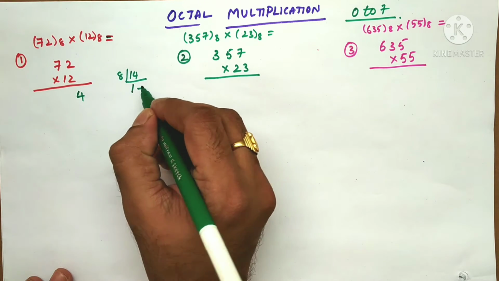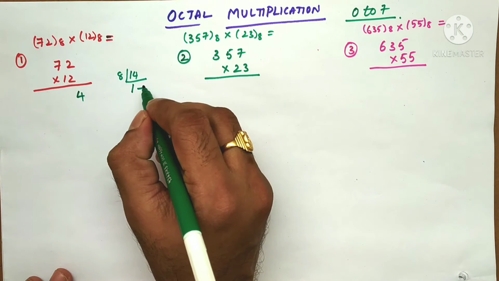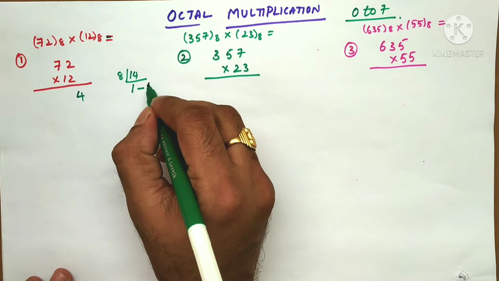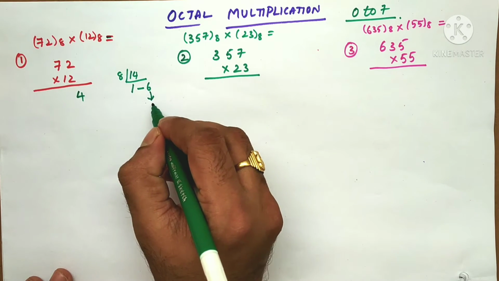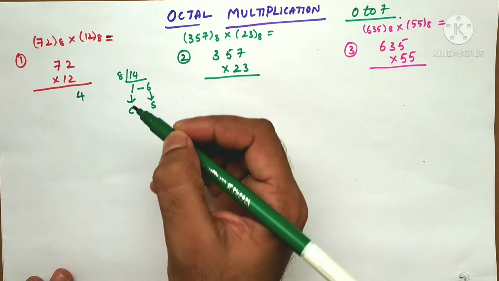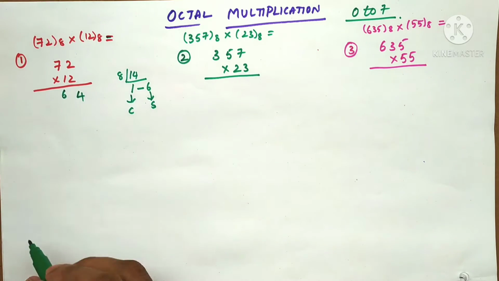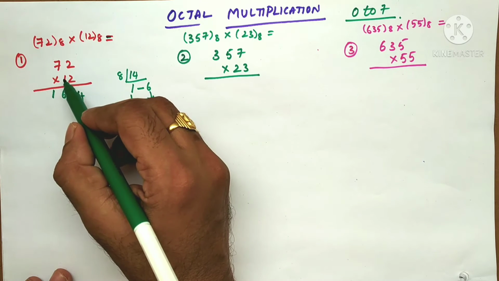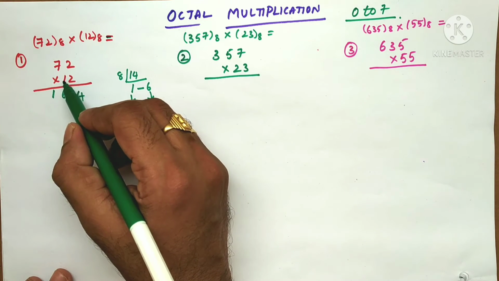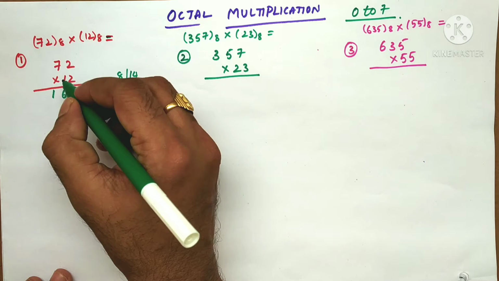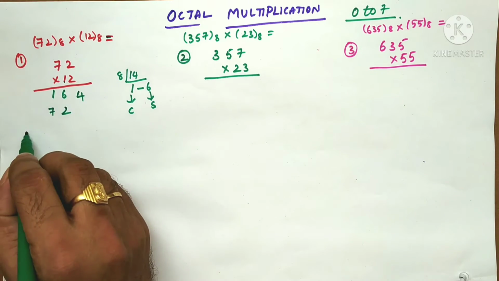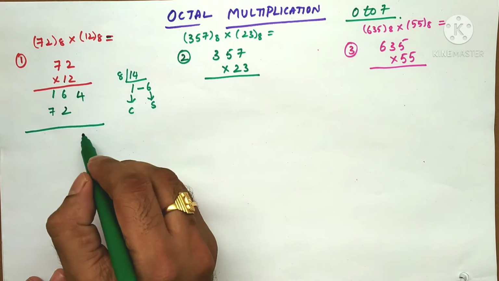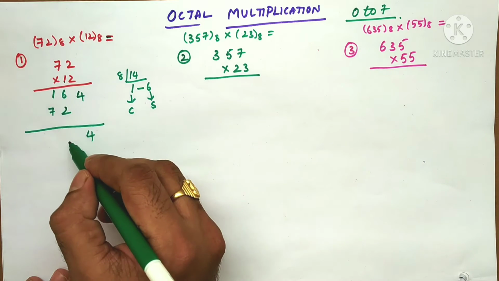8 ones are 8. And the remainder is 6. Okay. So 6 is sum and 1 is carry. So 6 here with a carry, 1 here. Now perform multiplication with 1. 1 into 2 is 2. 1 into 7 is 7. So 4 here. 6 plus 2 is 8.